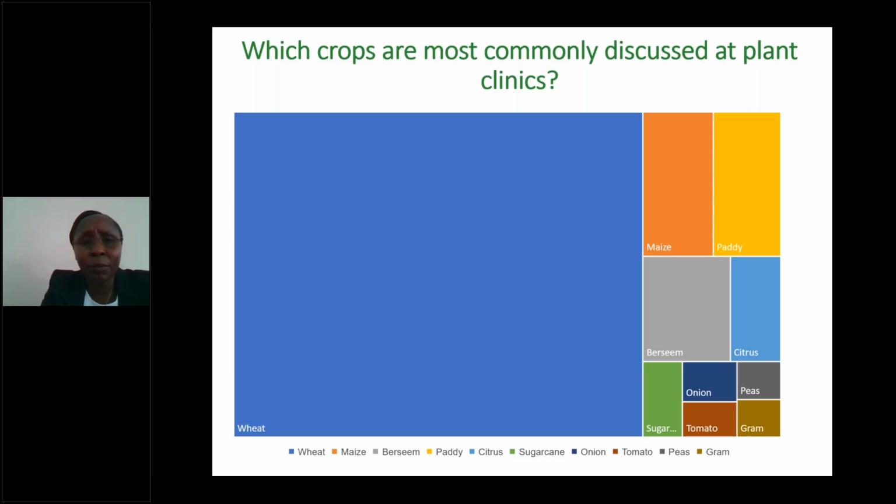Yeah, so I just wanted to give you a global glimpse of what we see at the plant clinics. Of course, each of these may vary from country to country, but this is lumping together these huge data sets that we've collected from the 34 countries that I talked about. In terms of which crops are most commonly discussed at the clinics, when we looked at all the data lumped together, wheat turned out to be the biggest, followed by maize, paddy, besom, citrus, in that order. Then next slide, please.